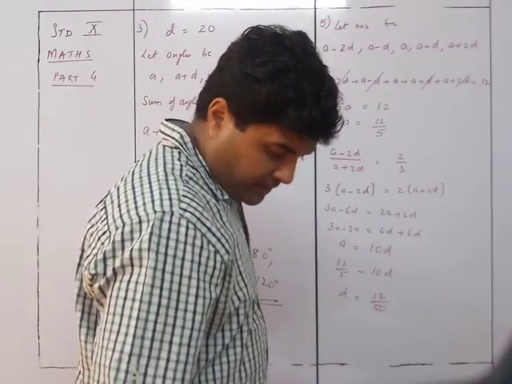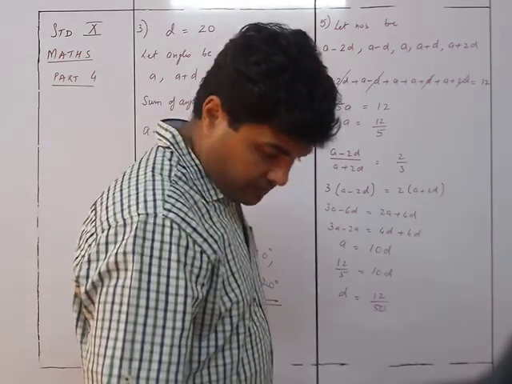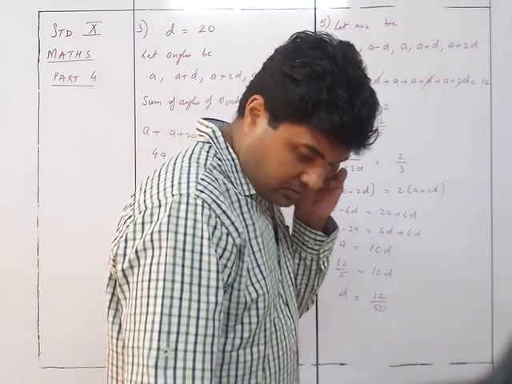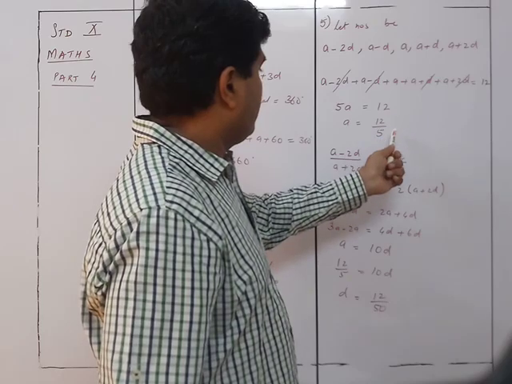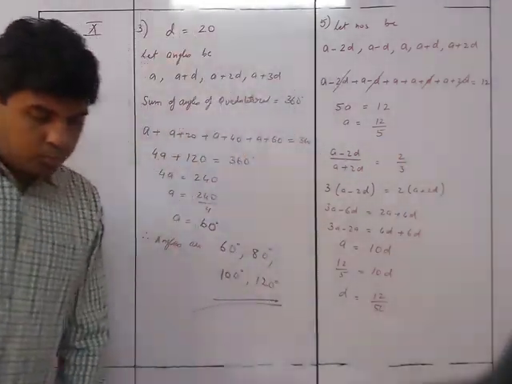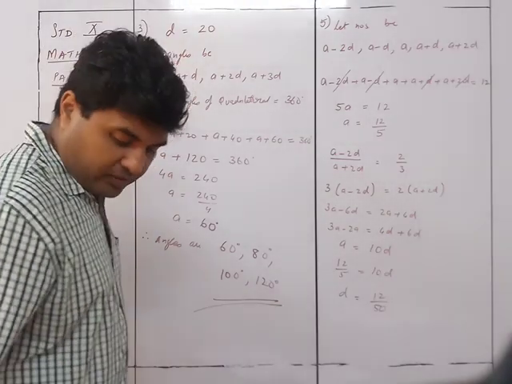There's some error. Let me check. Oh no, there is. If this is 25, let me just take 2 seconds. Yeah, so we need to find out the values now.